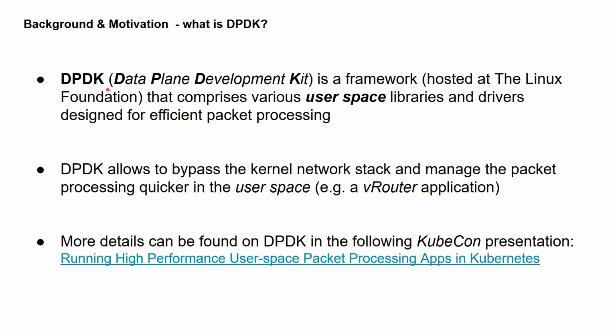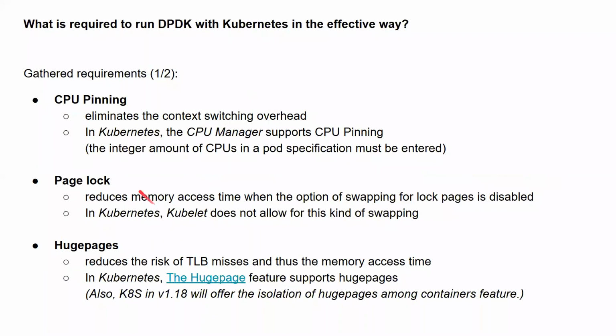And DPDK, which stands for Data Plane Development Kit, is a framework. Basically, it allows us to bypass the kernel network stack and manage the packet processing quicker in the user space. To do this, we have to meet some requirements, and this is it. First one, CPU pinning, which would eliminate context switching overhead.